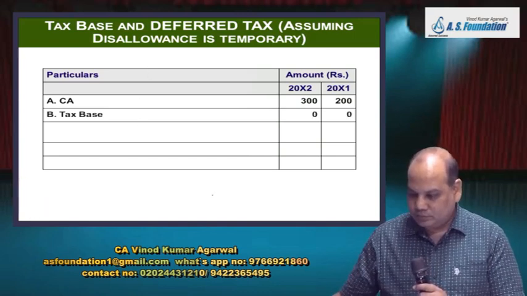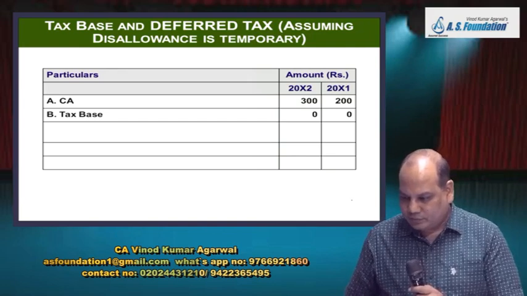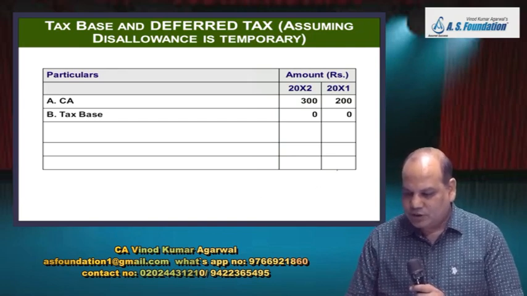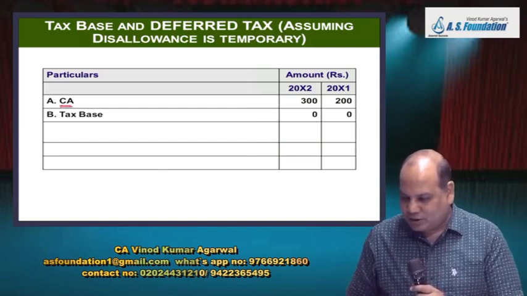Calculation of tax base and deferred tax. Now first you write down CA. What is CA? Carrying amount: 300 and 200.